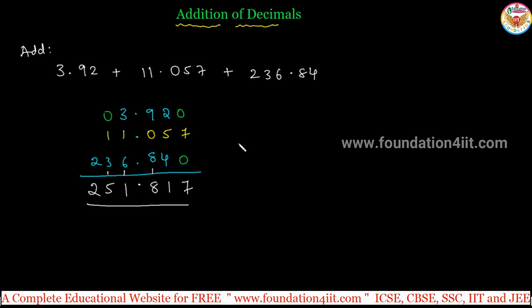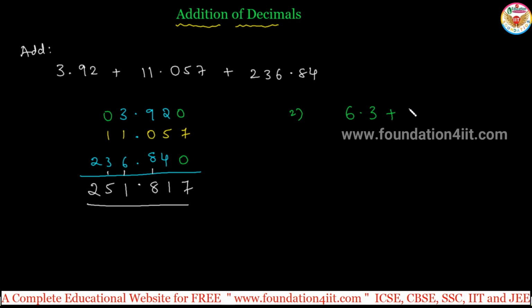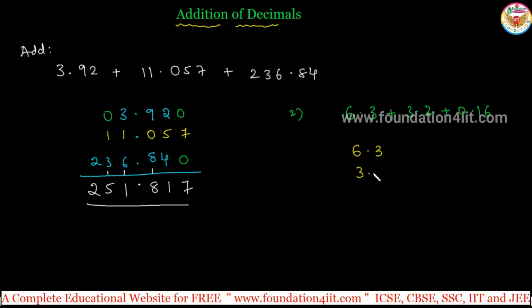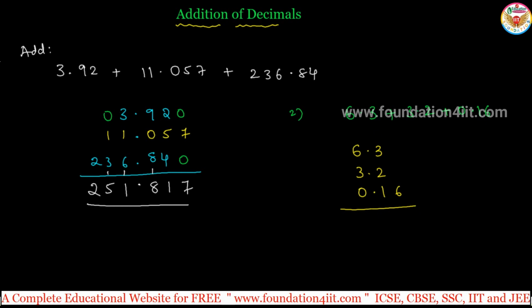Or else you can convert everything into like decimals also. Okay, same number. Let us see one more example. 6.3 plus 3.2 plus 0.16. So here is one decimal place, two decimal places. You can make them into like terms, like decimals. So 6.3, 3.2, 0.16. Converting into like decimals means adding extra zeros. So 6.30, 3.20, 0.16. You can do addition.